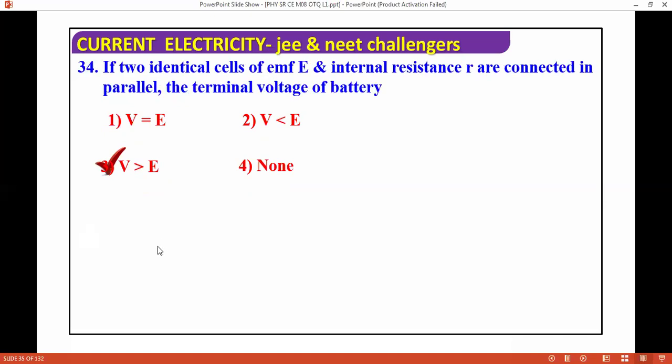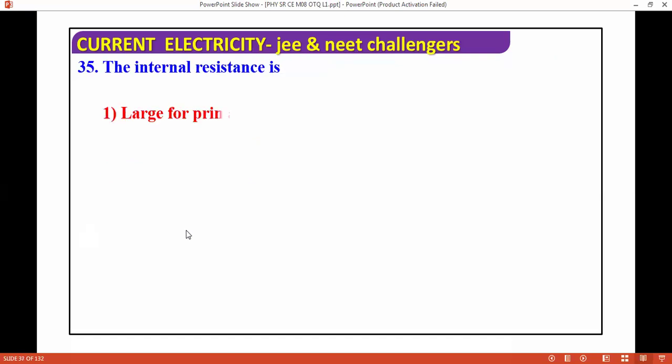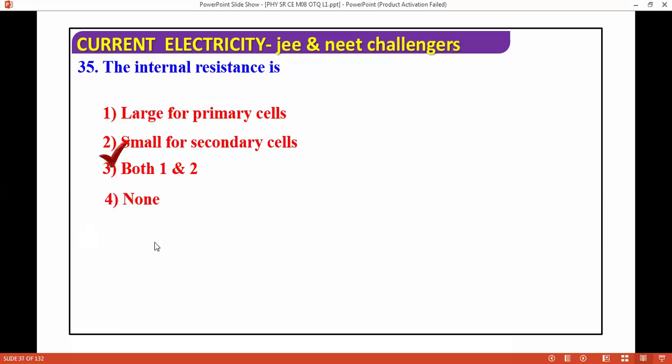Next question. If two identical cells of EMF E and internal resistance r are connected in parallel, the terminal voltage of the battery is asked. Basically we have connected two identical cells in parallel, so the EMF will be the same. In parallel, EMF will be the same. Next question: internal resistance is large for a primary cell and small for a secondary cell. Please do these questions, okay?